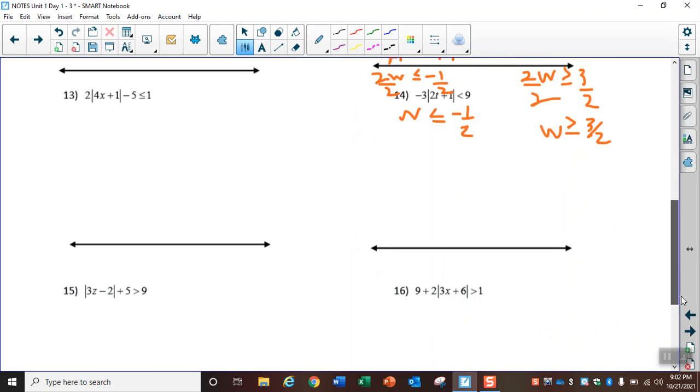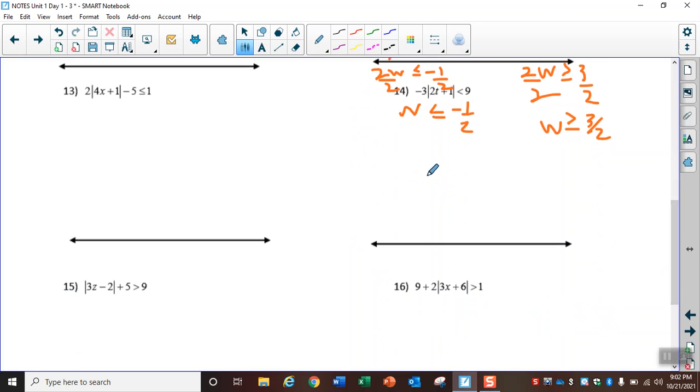All right, so if I'm graphing this on a number line, the negative 1/2 would be to the left. The positive 3/2 would be to the right. It's an equal sign, so I'm going to have a closed circle, and then w is less than, so it points to the left, and then this points to the right. This is w is greater than 3/2.